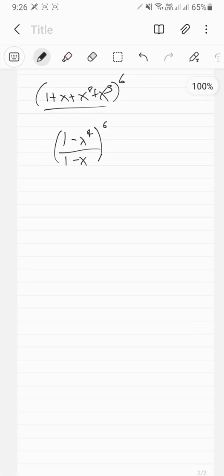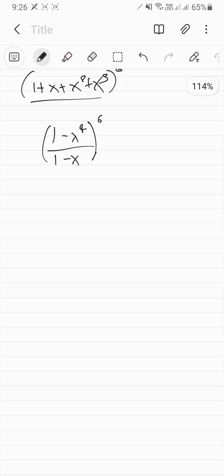Yes, like that. And then this is basically just 1 minus 6x power 4 plus some other stuff, and that times (1 minus x) to the power of negative 6. And we just want the coefficient of x power 4, right?